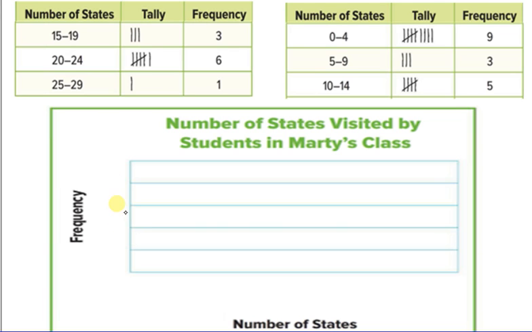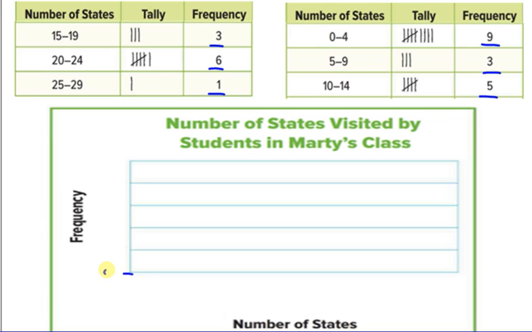But what I need to determine is how am I going to set up my frequency. I have 9, 3, 5, 1, 6, and 3 for frequencies. But I only have a little bit amount of space. So last time we went by 1s, but this time let's go by 2s.